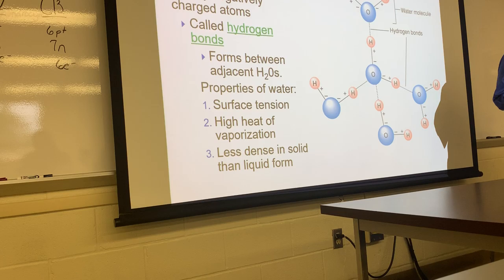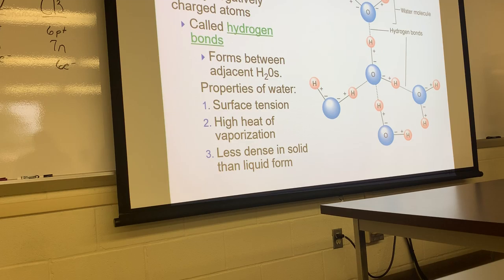When you add salt, you disrupt the number of hydrogen bonds, and ultimately the heat of vaporization is going to drop a little bit. So it doesn't take as much heat energy to get it to boil. That makes sense? Any questions?